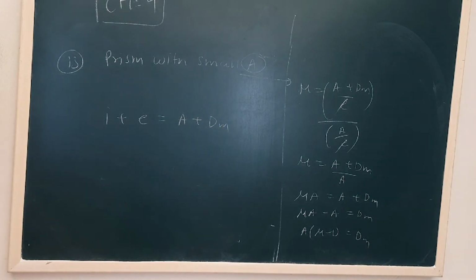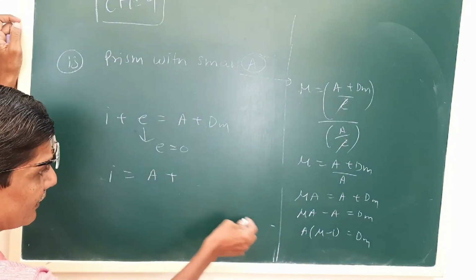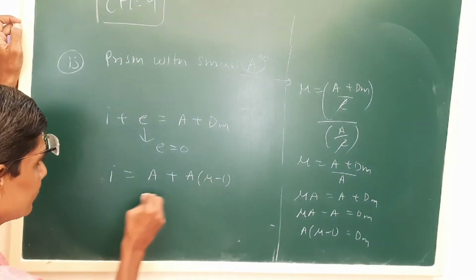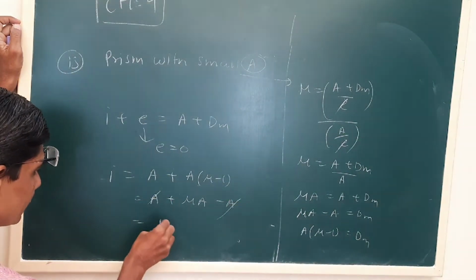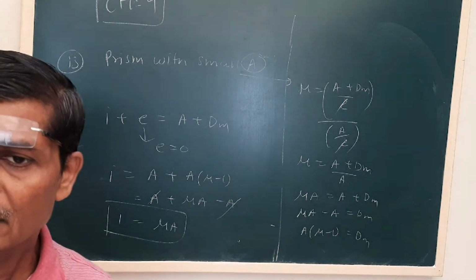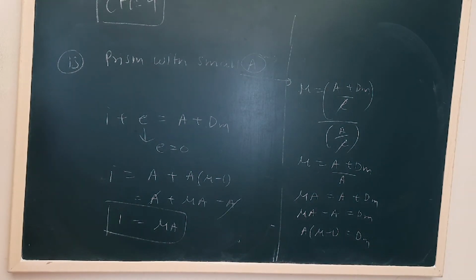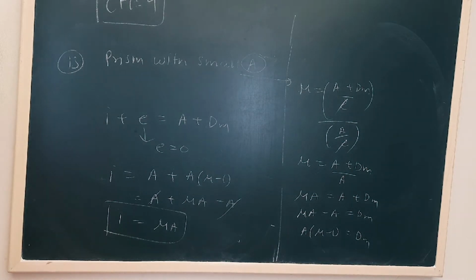Now here the ray comes out normal to the surface, that's why E is 0. I is equal to A plus dm. What is the dm value? A into (mu minus 1). So I is A plus mu A minus A. So the angle of incidence for the given condition, for a prism with small A, or angle of prism, which is very small, turns out to be I is equal to mu A. Now see our next MCQ.